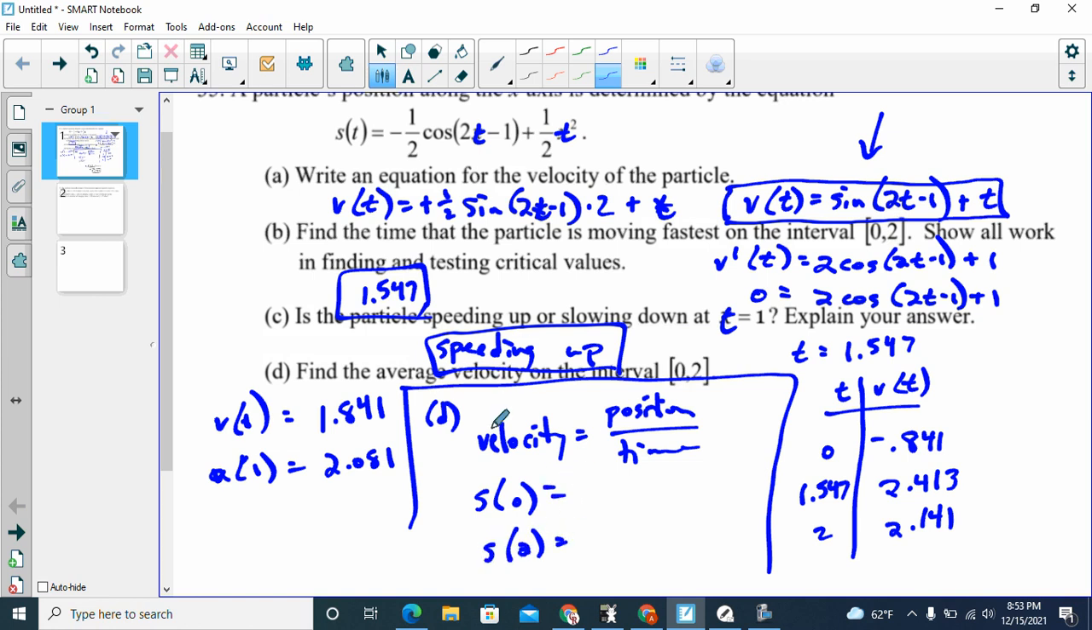When we see velocity, we're tempted to plug 0 and 2 into velocity. But if I get 2 velocities and then find slope, velocity over time, that would give me an acceleration. So we want to get 2 positions. We can get those by plugging 0 and 2 into the position equation, which is what was given.